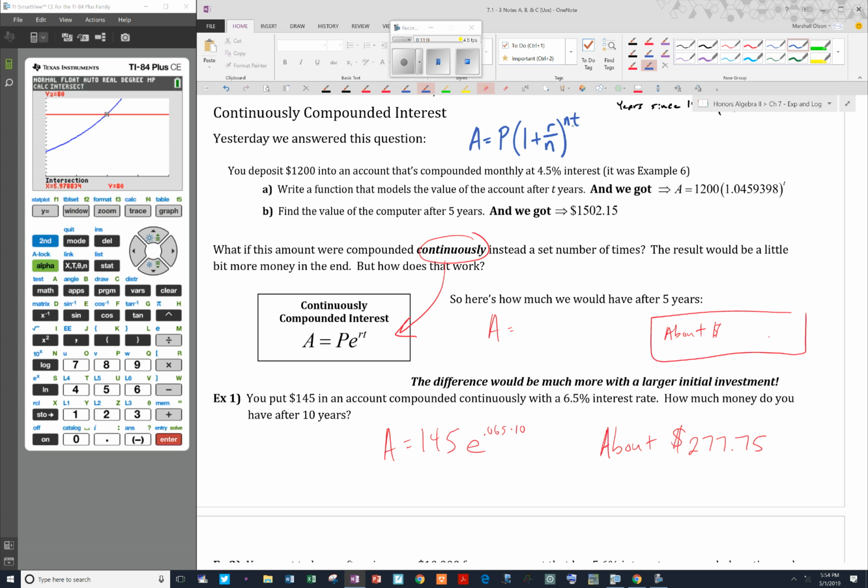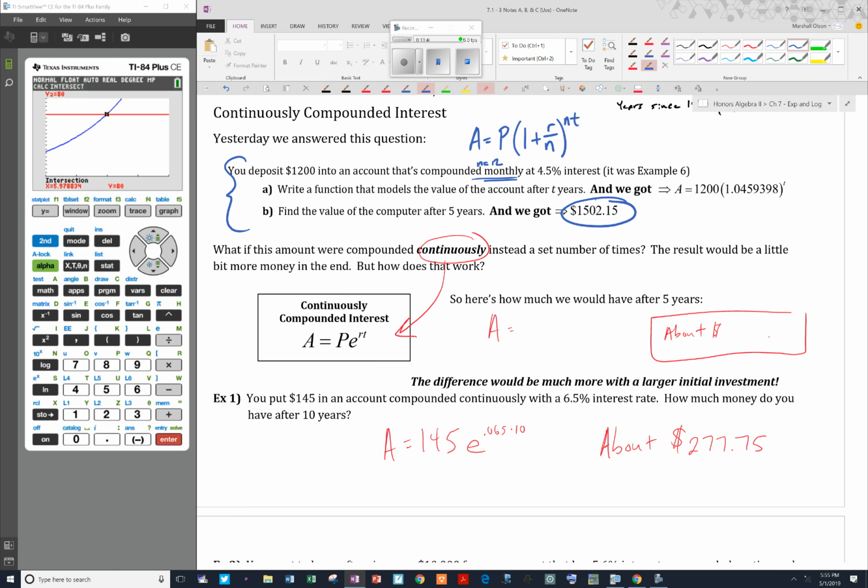so if we are going to compound, which means calculate the interest, monthly, that would mean that n is 12. Quarterly, n would be 4. Daily, n would be 365. Okay, so we used that to answer this question yesterday. So you can kind of read through that if you want. But when we went through that yesterday, when we were compounding monthly, where n equaled 12, we got an answer of $1,502.15. Putting $1,200 on 4.5% interest.